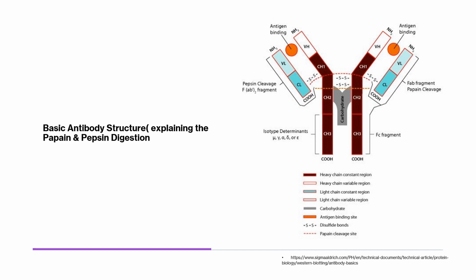particularly explaining the papain and pepsin digestion. So let's start with this illustration. As you can see, the papain cleavage here is based on Porter's work, which used the proteolytic enzyme papain to cleave IgG into three equal sizes, each having a sedimentation coefficient of 3.5 Svedberg units, representing a molecular weight of approximately 45,000 to 50,000 Daltons.